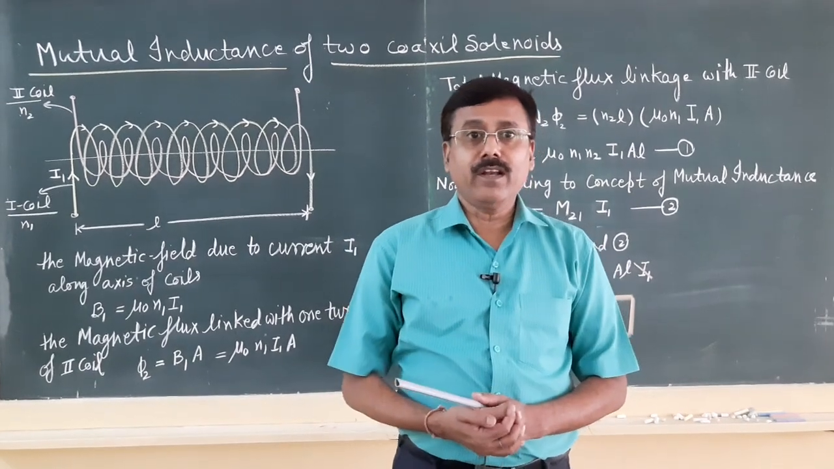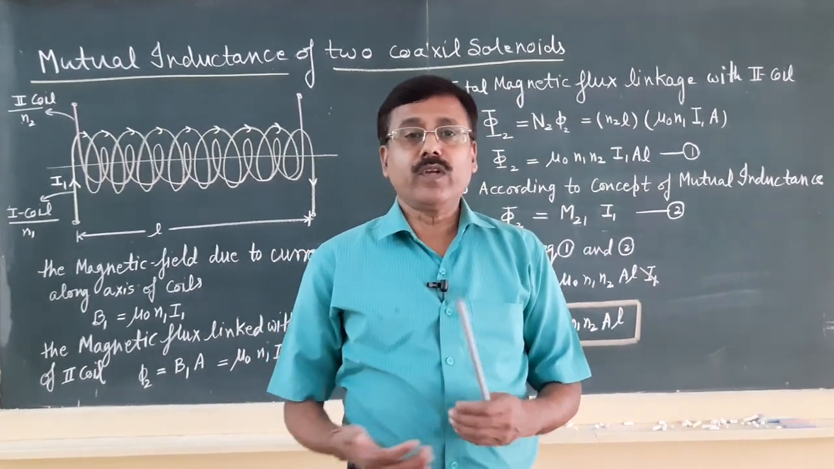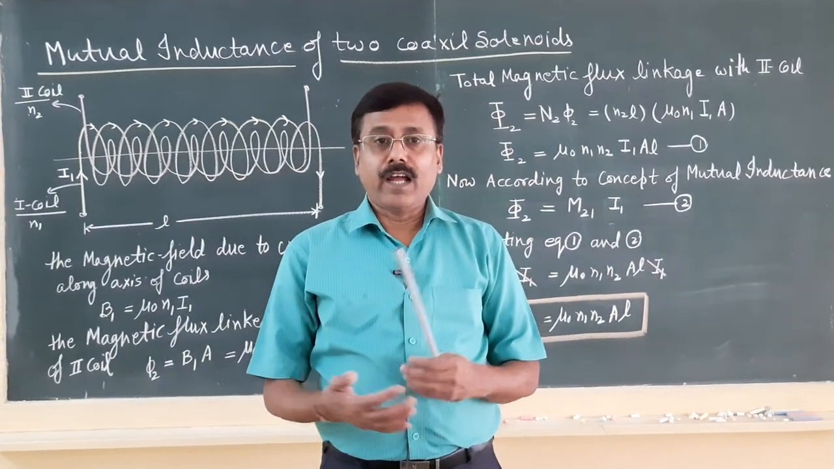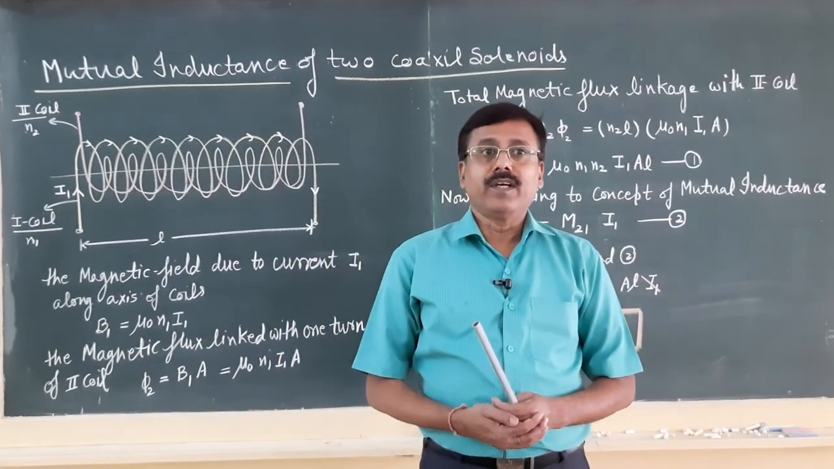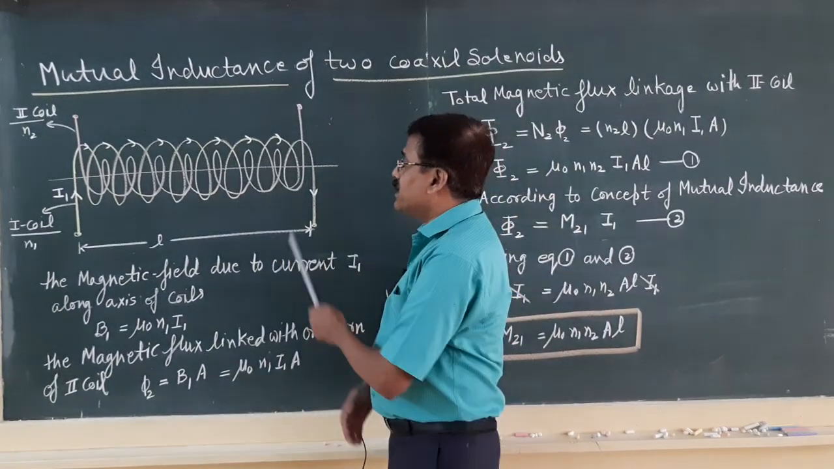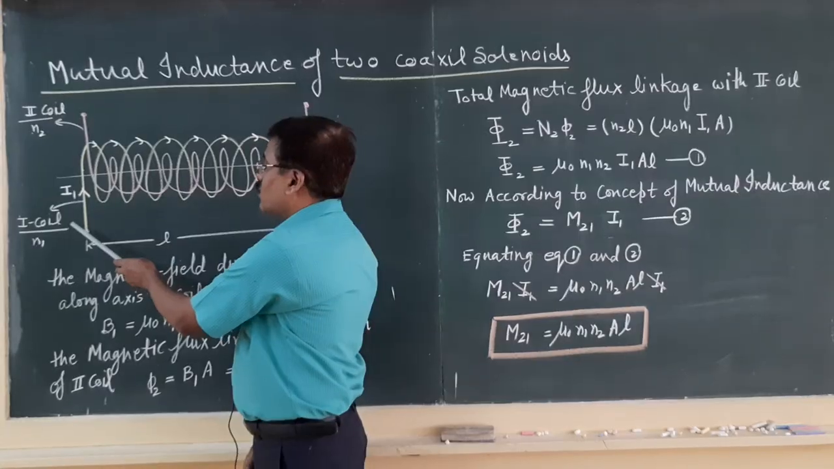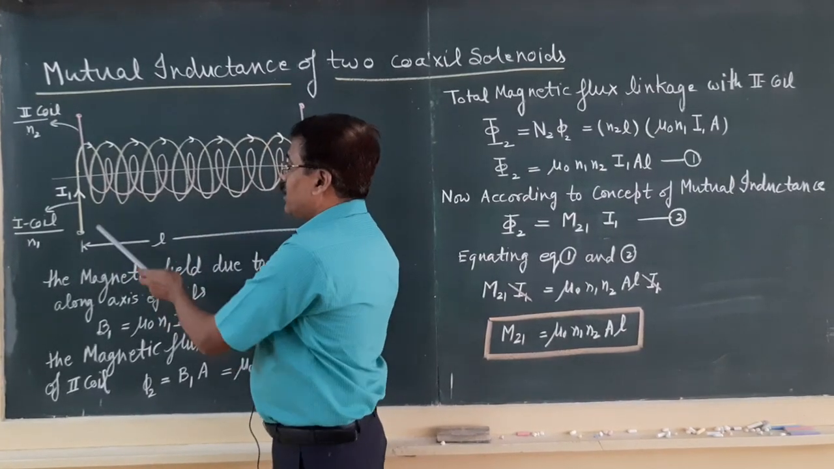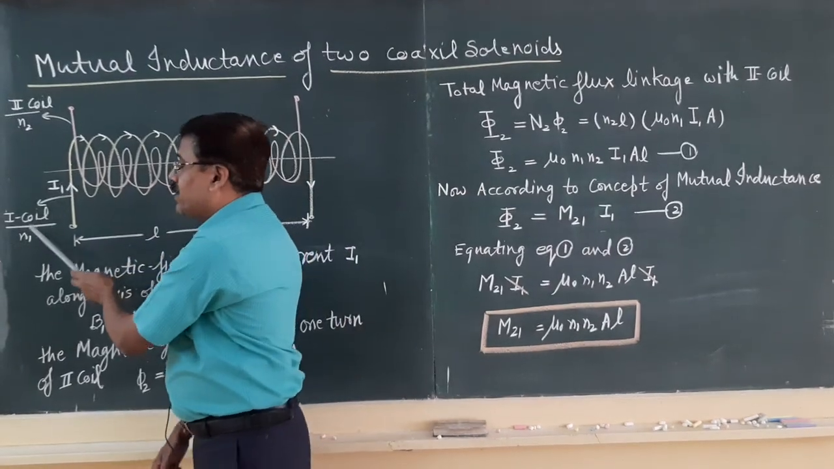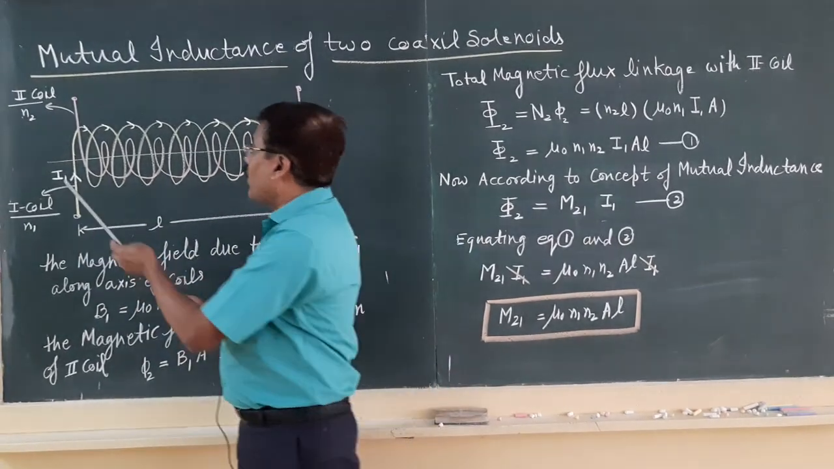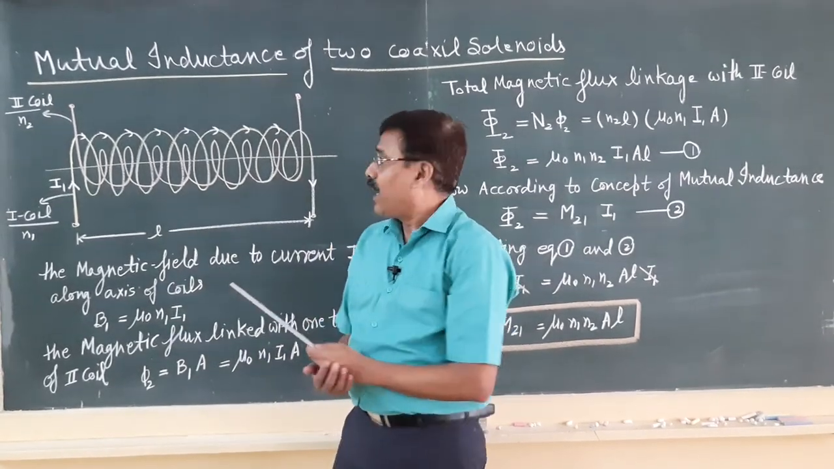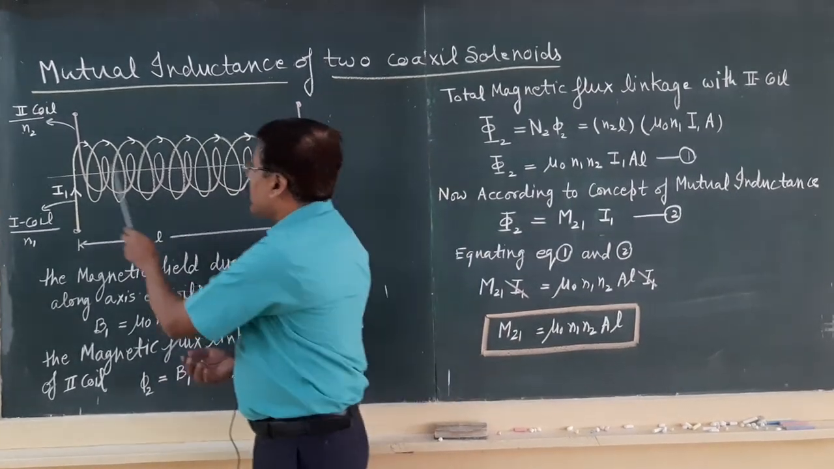Today we will obtain the expression for the mutual inductance of two coaxial solenoids, and mutual inductance will be maximum in the case of coaxial solenoids. So, in this diagram there are two coils, coil 1 and coil 2. In coil 1 the number of turns per unit length is N1. In the second coil the number of turns per unit length is N2, and these two coils are coaxially arranged.